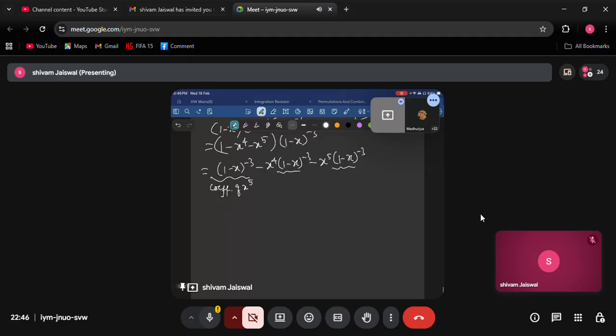Okay, so over here, the coefficient of x to the power 5 will be equal to 3 plus 5 minus 1 C5, minus, over here it will be 3 plus 1 minus 1 C1, minus 1. This will give us how much? It was 7C5, 21, minus 3 minus 1, that is 17. 17 is the correct answer.